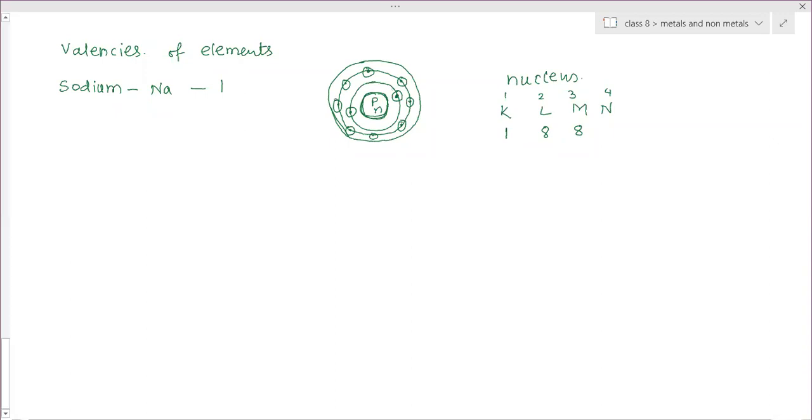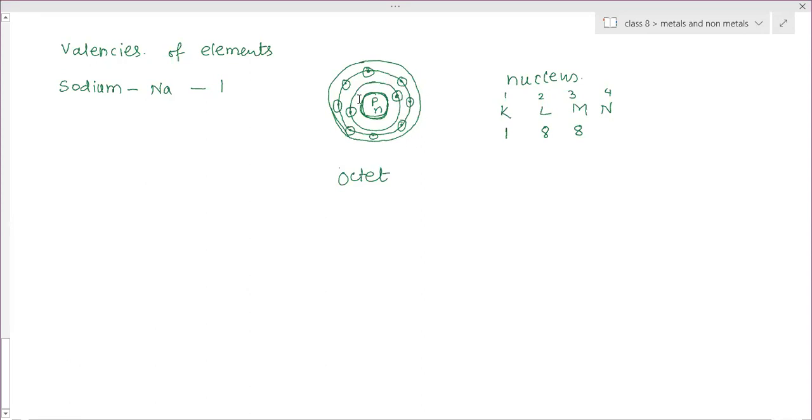So the atom has not completed its octet. Its main aim, when it takes part in any chemical reaction, is that its last shell will be completely filled with 8 electrons. For an atom that does not have 8 electrons in the last shell, if the M shell is the last shell, then all the innermost shells are completely filled. Only then does the last shell start filling.